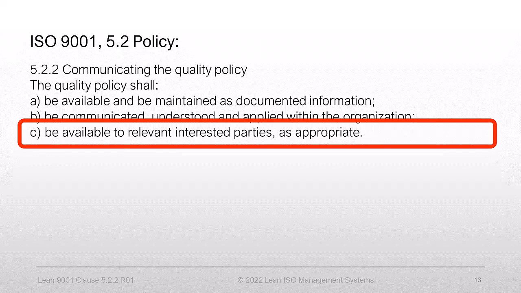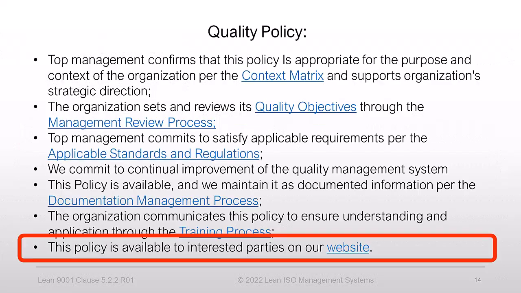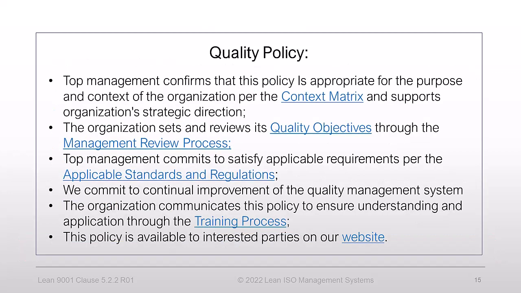In our case, we do not have any reason to hide our policy from our interested parties, so it is appropriate, and our policy explains: this policy is available to interested parties on our website. And finally, voila! Here is our Lean quality policy that meets the requirements of the standard.